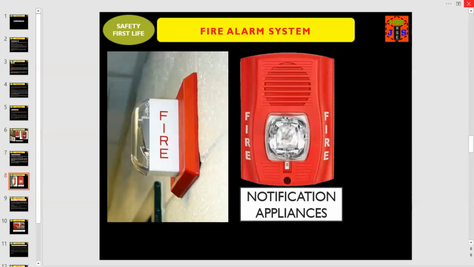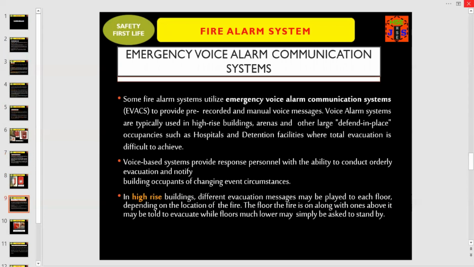These are the examples of notification appliances. Let us discuss now the emergency voice alarm communication systems. Some fire alarm systems utilize emergency voice alarm communication system, EVACS, to provide pre-recorded and manual voice messages.